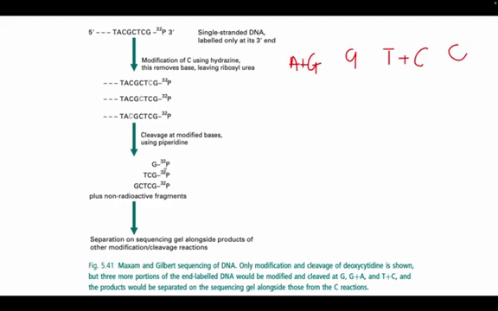So here we can see from the only C reaction, we're going to get these 3 fragments. Since this is the smallest fragment, it will run the furthest. So you get a band here. This is slightly bigger, we'll get a band here. This is even bigger, so we'll get a band here.